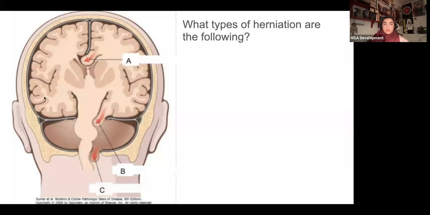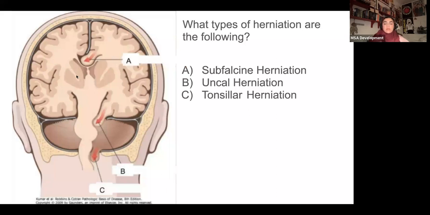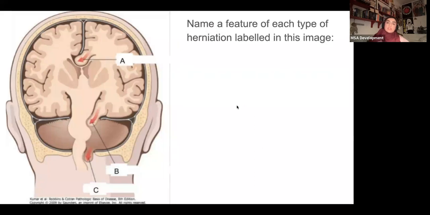This is straight from an OSPE before. What types of herniation are the following? So we know that, okay, falx cerebri, A is subfalcine, B is uncal herniation, and C is cerebellar tonsillar herniation. Okay, so subfalcine, uncal, and tonsillar herniation. Now we can go as far as to say, for example, name a feature of each type of herniation labeled in this image. So what can we possibly see? Let's name one thing for each.